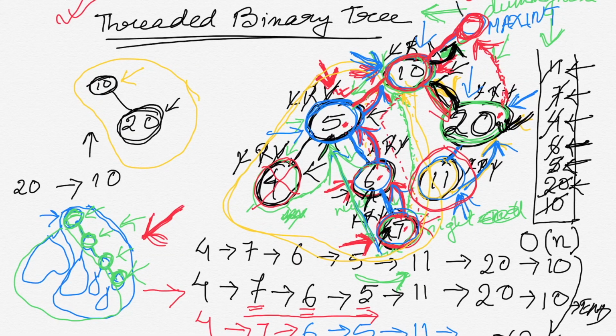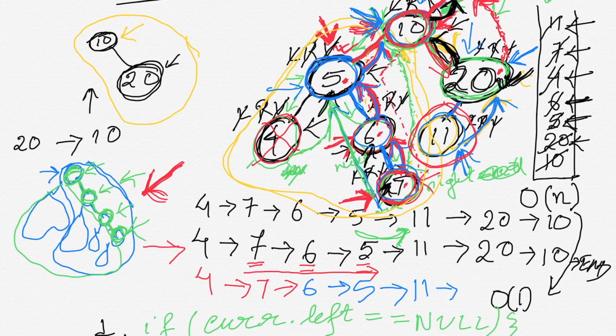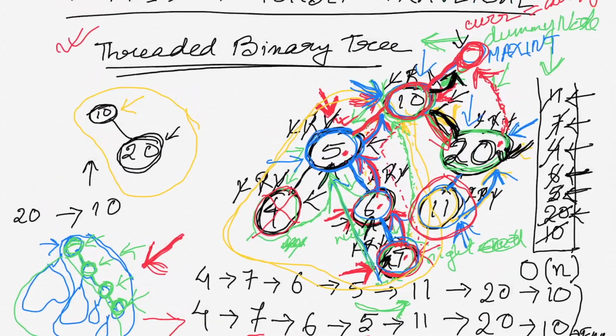So in this case, 20 was the predecessor, and we go on printing till the time we reach the current node. So we are at the dummy node, we reach there, but we don't print that node, and this is exactly what we have done before. So we are at 20 now. We print 20, we go to its right child, which is 10.